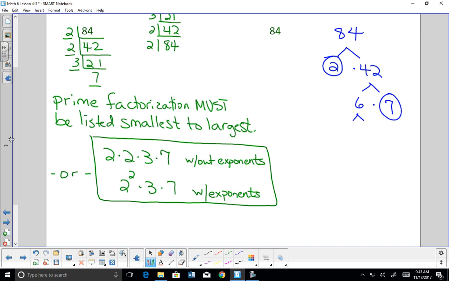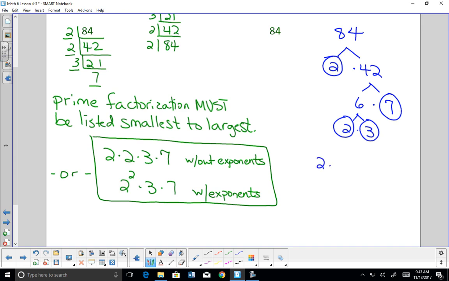I have no numbers left that I didn't branch off of that are not prime. 42 I branched off of, so I don't have to worry about that. 6 I branched off of, so I don't have to worry about that number. So the numbers that I circled are my prime factorization. So my prime factorization is 2 times 2 times 3 times 7.